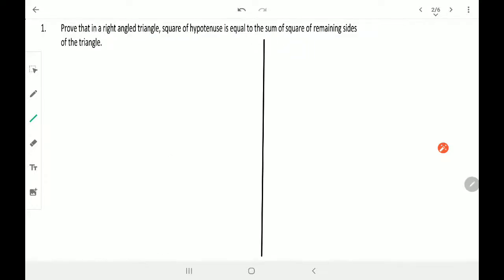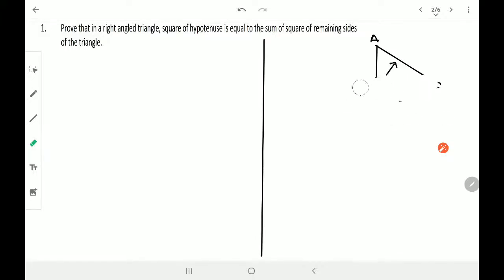So from today we are going to work on Pythagoras theorem. So what is Pythagoras theorem? First of all, I'll just tell you what exactly is that. If there is a right angle triangle in this manner, and we are given that it is A, B, and C, then AC square is equal to AB square plus BC square. The hypotenuse square is equal to the sum of squares of the remaining sides of the triangle. So this is the Pythagoras theorem.